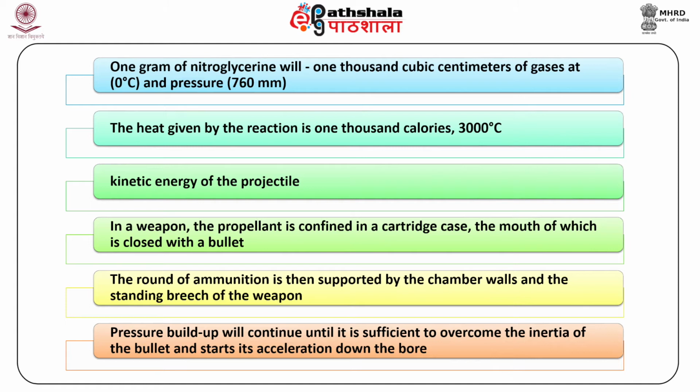In a weapon, the projectile is confined in a cartridge case, the mouth of which is closed with a bullet. The round of ammunition is then supported by the chamber walls and the standing breech of the weapon. Under these conditions, the pressure built up will continue until it is sufficient to overcome the inertia of the bullet and start its acceleration down the bore.